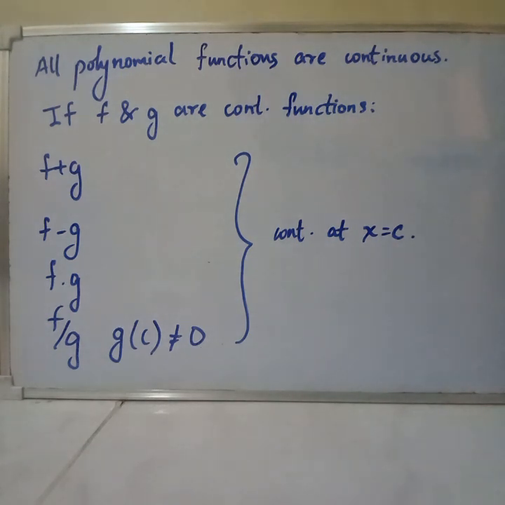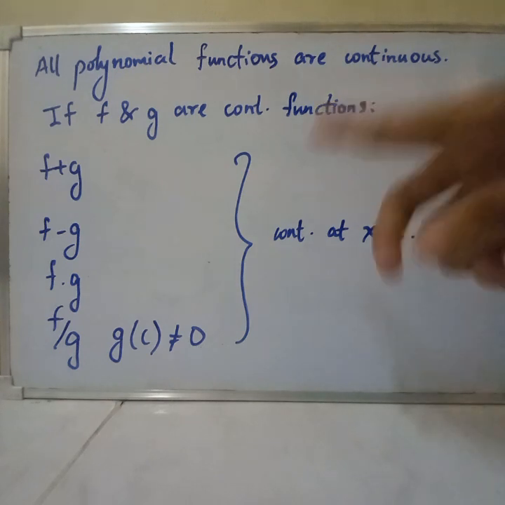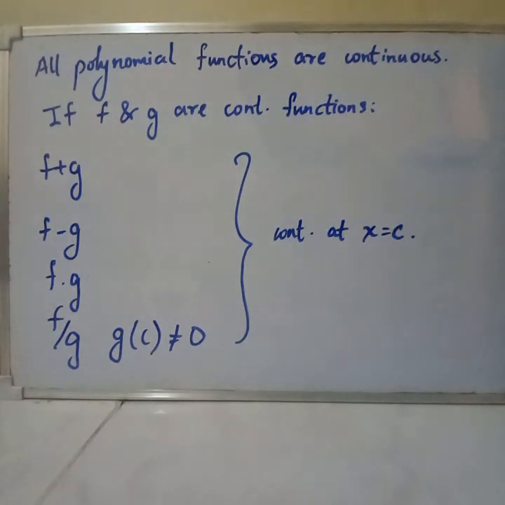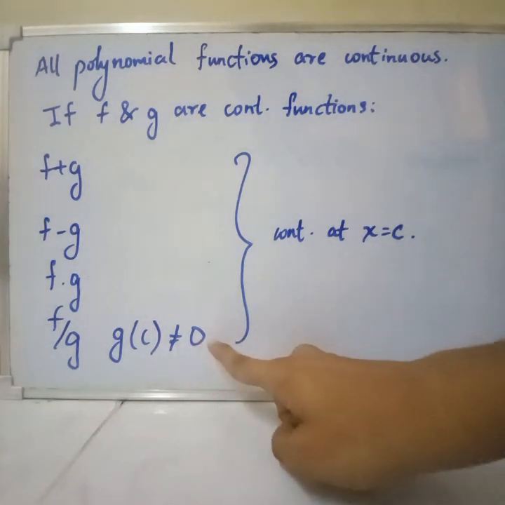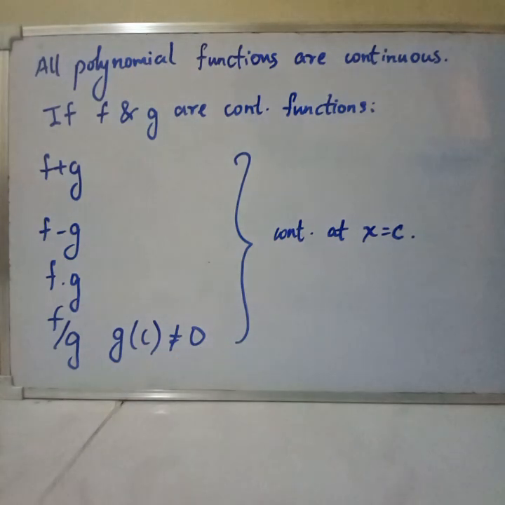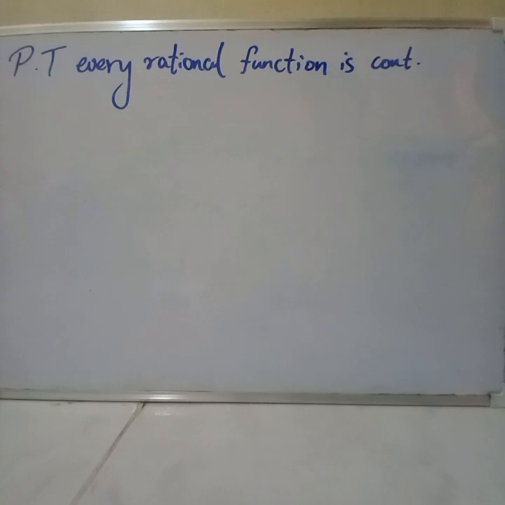So when we do any kind of operation on two continuous functions, the result will be continuous at any point. And only for division, we have a restriction: g of c should not be equal to 0. Next, we have a question here. We have to prove that every rational function is continuous.